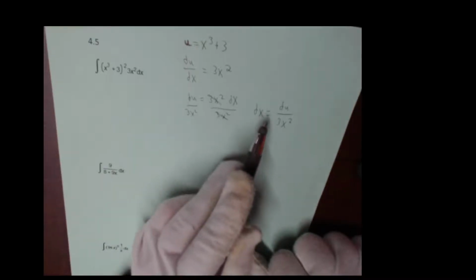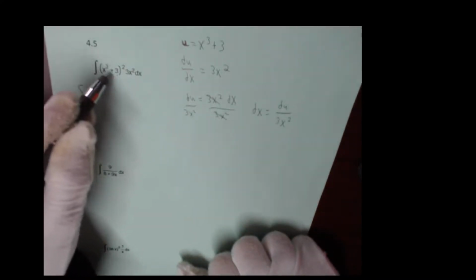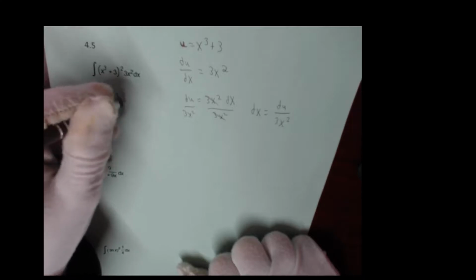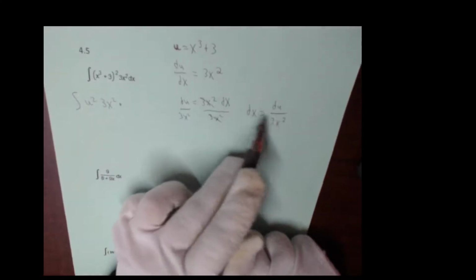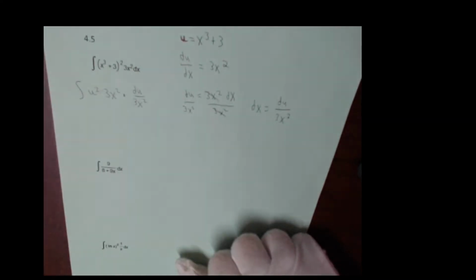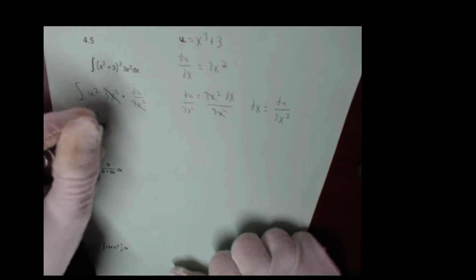I'm ready to substitute in my dx, and I'm ready to substitute in my u. It'll look like this. The integral of, we can get rid of x cubed plus 3 and make that u squared. Then I have the 3x squared times, and now I substitute in my du over 3x squared. Notice that when we do that, the 3x squareds cancel, and so we get the integral of u squared du. You've done that correctly if you've managed to get rid of all of your x's. If you got rid of all of the x's, you can proceed. If you have any x's left over, then you did not do the u substitution quite correctly.